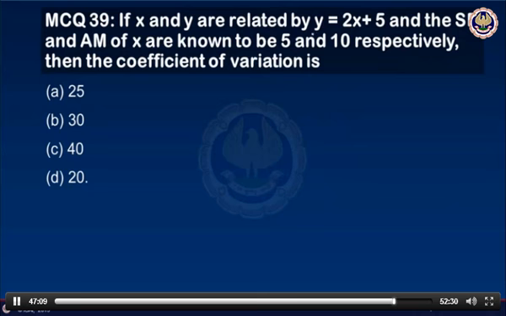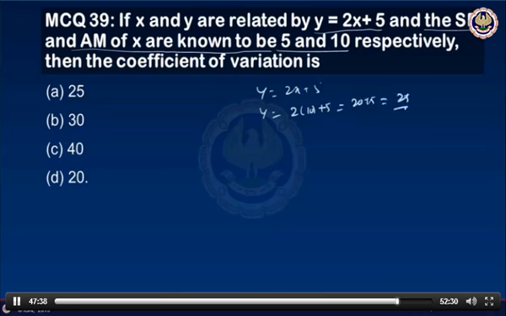MCQ 39. If x and y are related by y equal to 2x plus 5, and the SD and AM of x are known to be 5 and 10, what is the coefficient of variation? Here y equal to 2x plus 5 is given. If the mean of x, AM of x, is 10, then y equals 2 into 10 plus 5, which is 20 plus 5, which is 25.